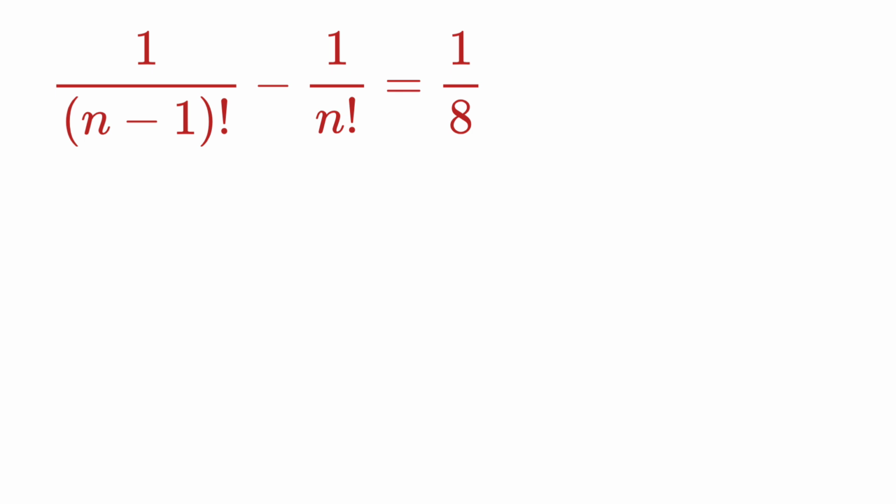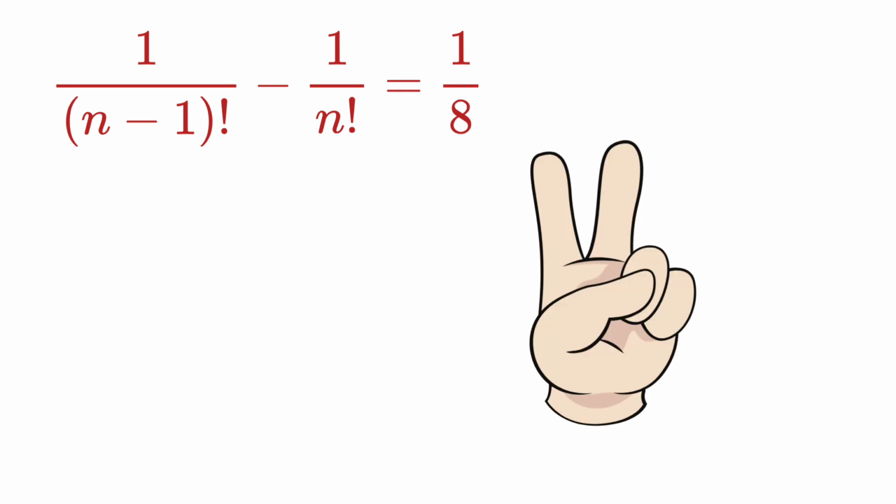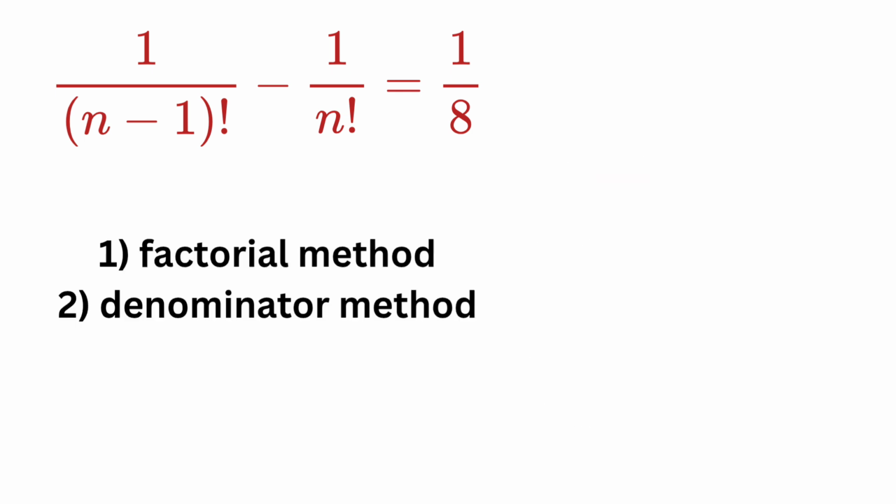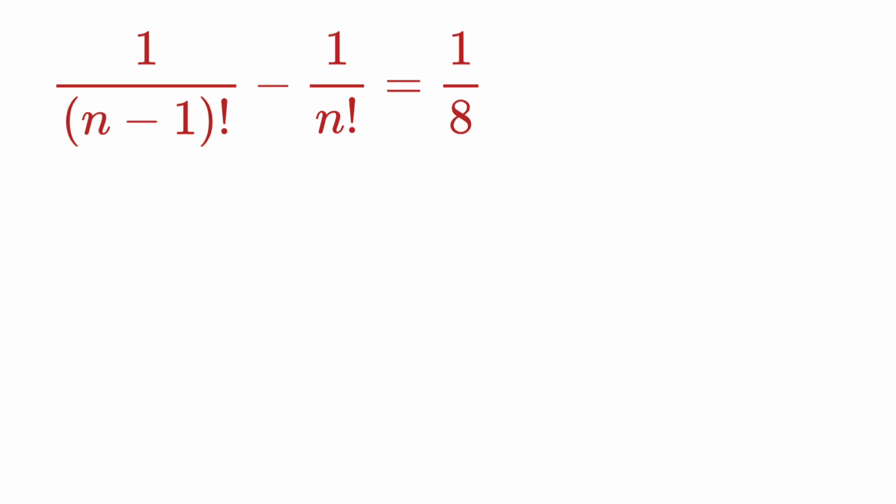Today we have the question 1 by (n minus 1) factorial minus 1 by n factorial is equal to 1 by 8. We can solve this question in 2 methods. First method is the factorial method and second method is the denominator method. First we can solve it by the factorial method.